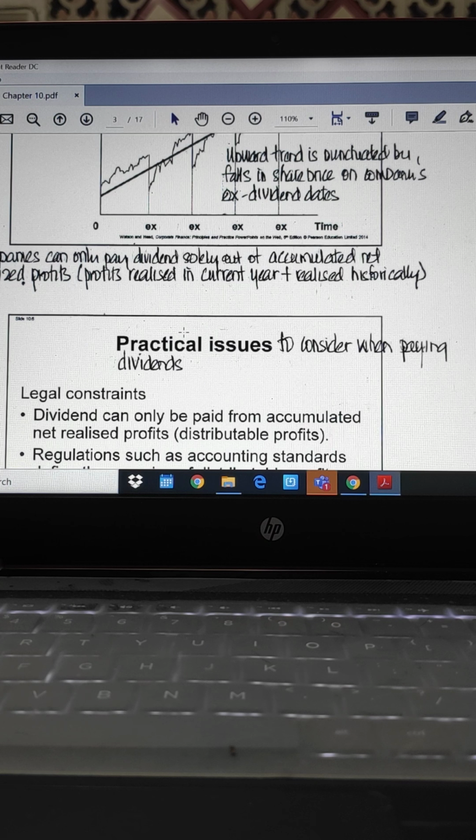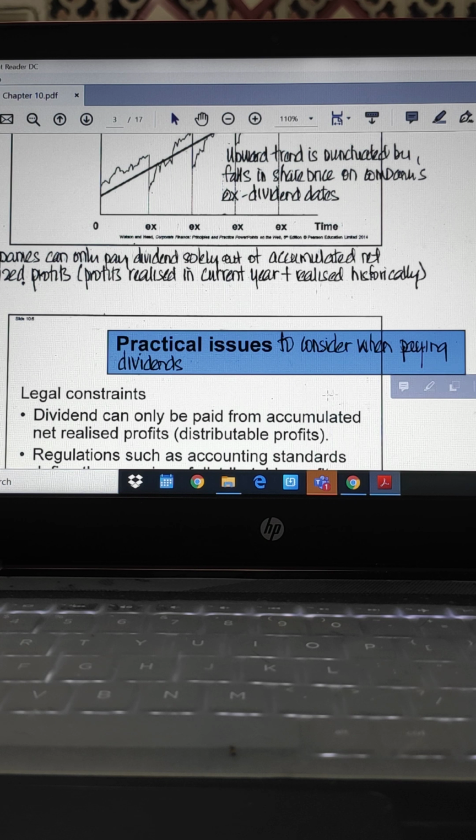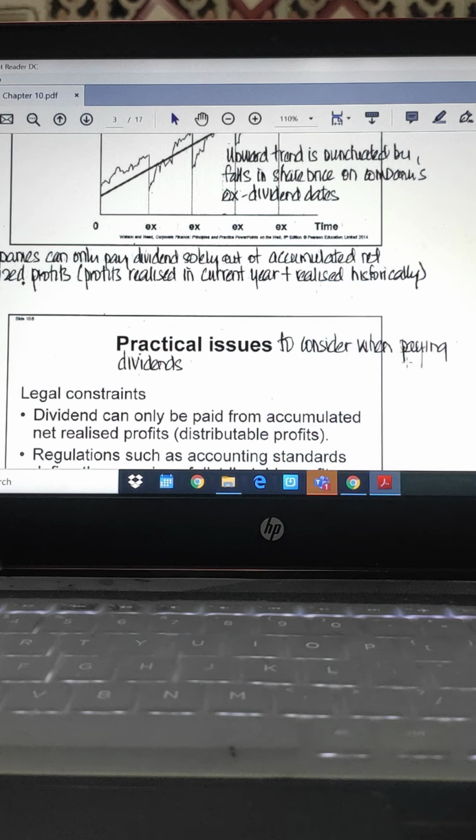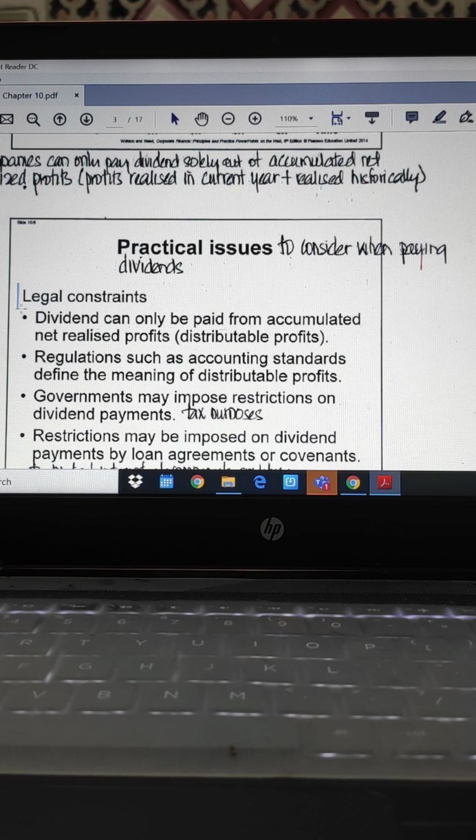We then move on to practical issues on paying dividends. What stops a company from paying a higher dividend? I extended this thing here, practical issues to be considered when paying dividend. The first thing we have to consider are legal constraints. Legal constraints means that dividends can only be paid from accumulated net realized profits. Because of regulations such as accounting standards, it restricts the amount of dividends to be paid.